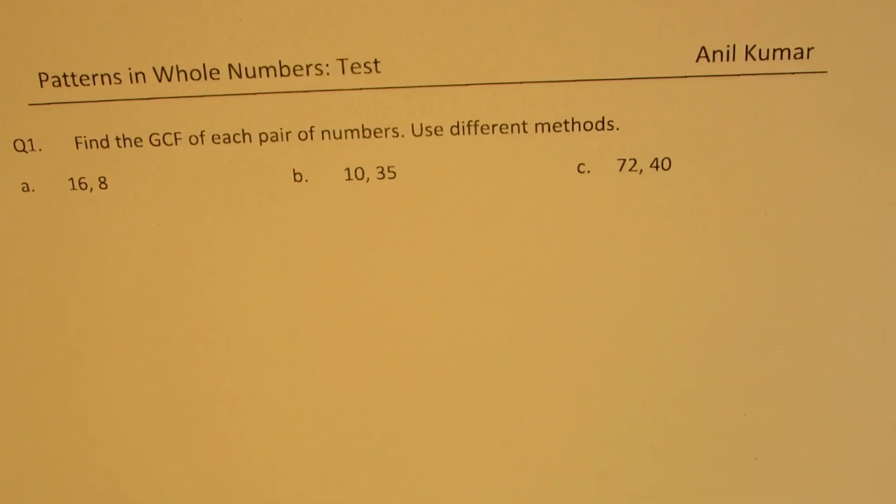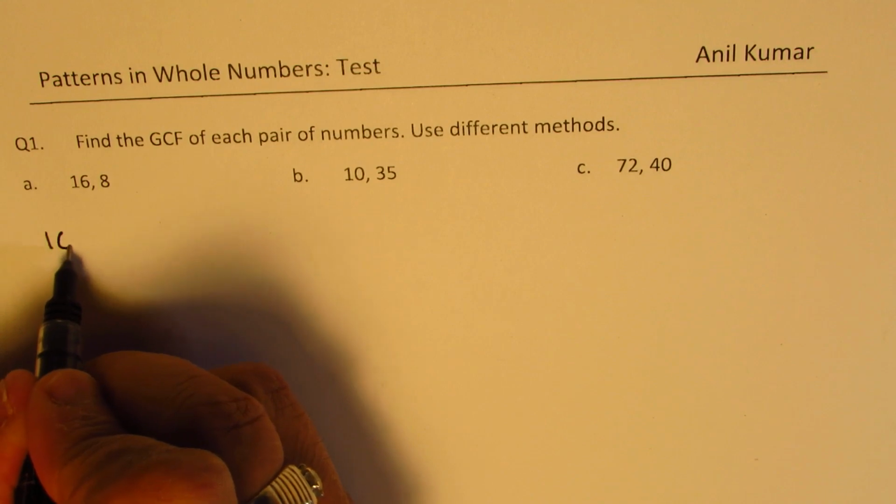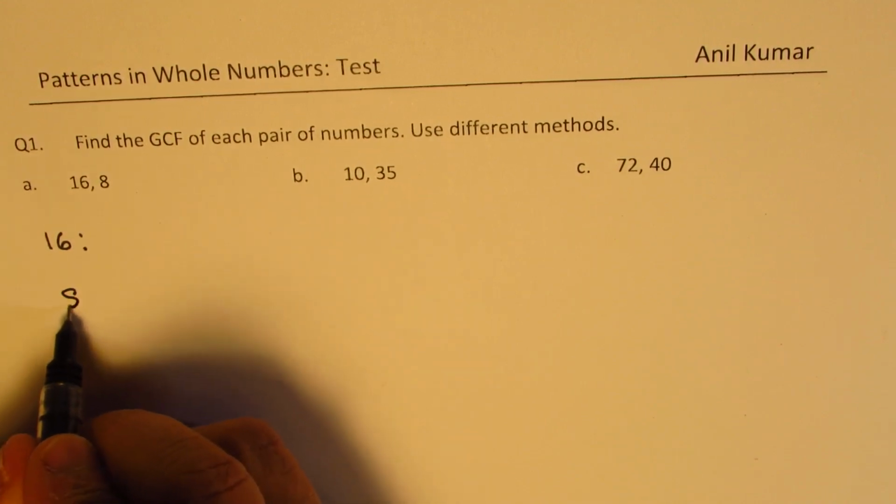First question here is, find the greatest common factor, GCF, of each pair of numbers. Use different methods. The first one, the two numbers are 16 and 8, right? So when you have numbers, one is 16, the other one is 8, right?